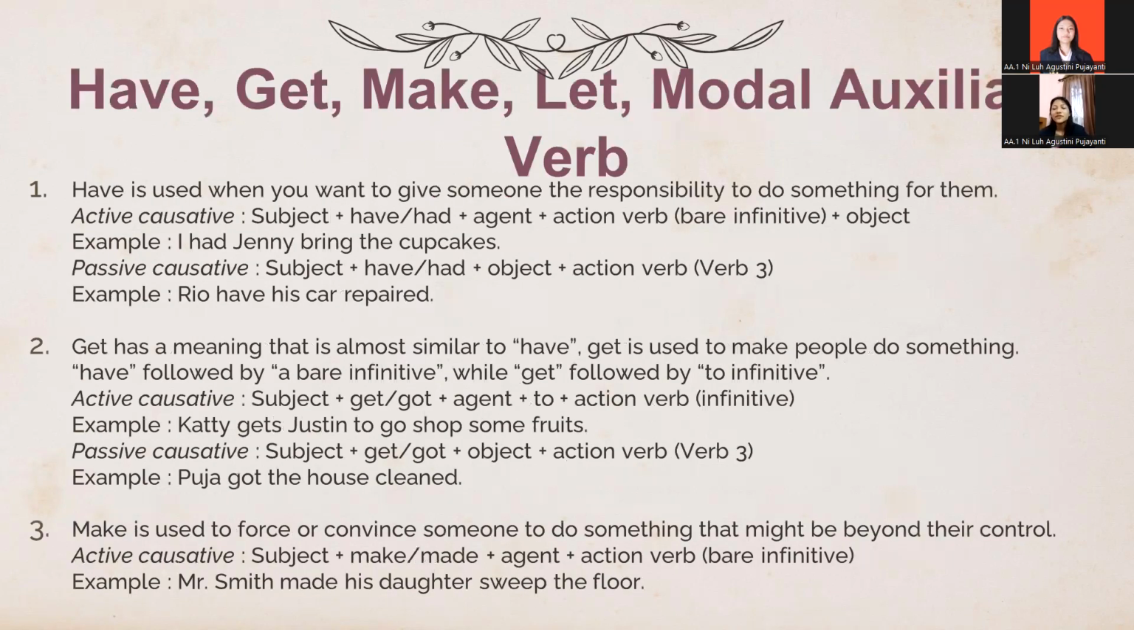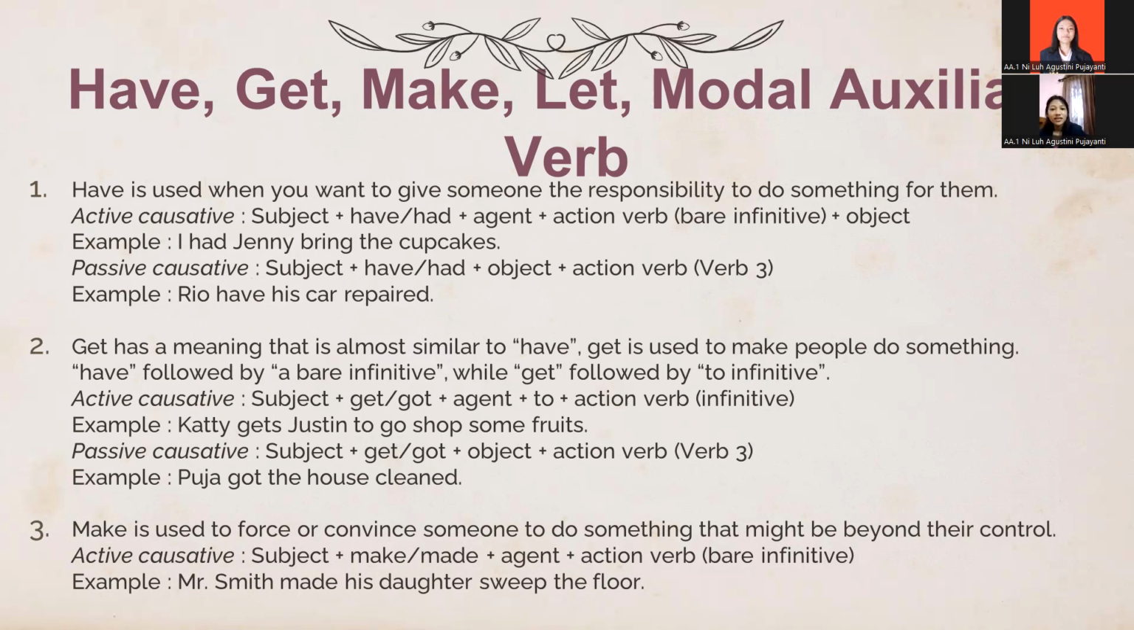Next, the verbs commonly used in causative sentences. There are have, get, make, let, and some modals. So the first is have. Have is used when you want to give someone the responsibility to do something. In active causative the formula is subject, have or had, plus agent, plus action verb, bare infinitive, plus object. So the example, I had Jenny bring the cupcakes.